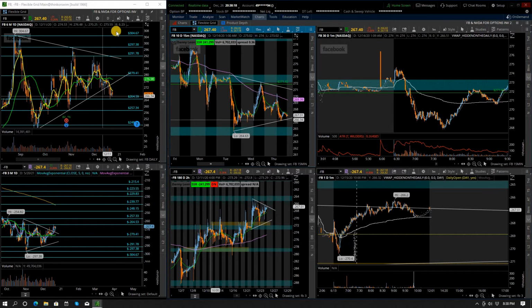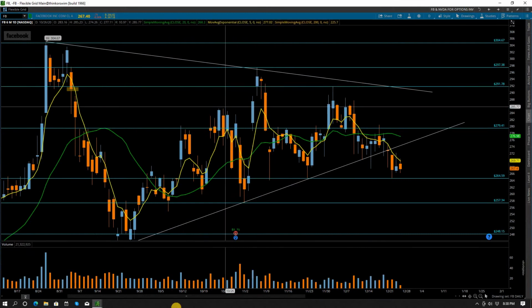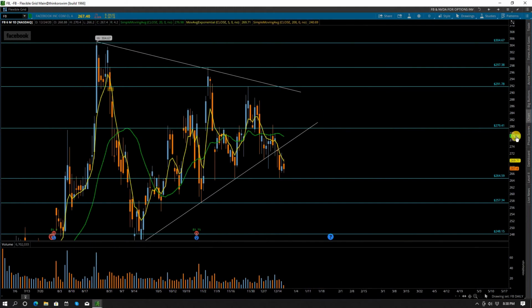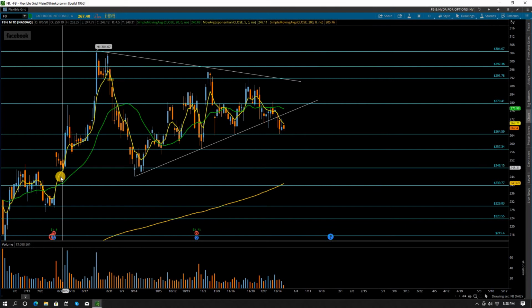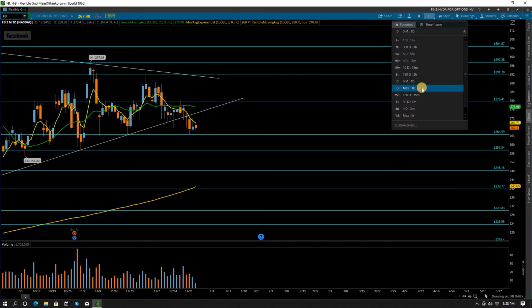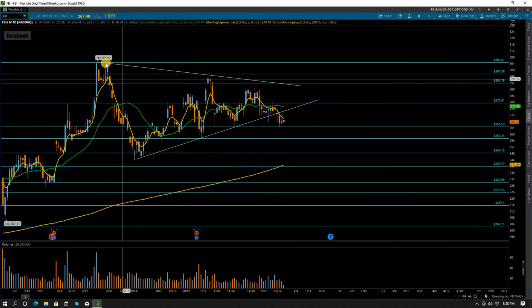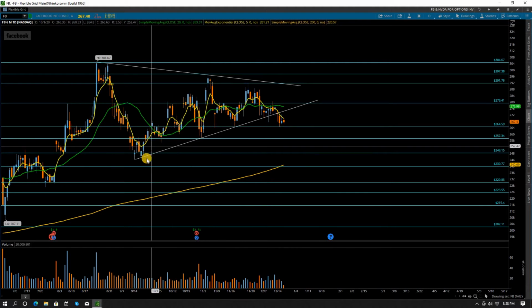You guys can see I have the daily, the 15 minute, and the 1 minute. I use the daily obviously for the bigger picture, to see where price is. I have 6 months, but I usually have it at 3 months. That's all I need. Right now I have it at 6 months daily, and this is all I need.